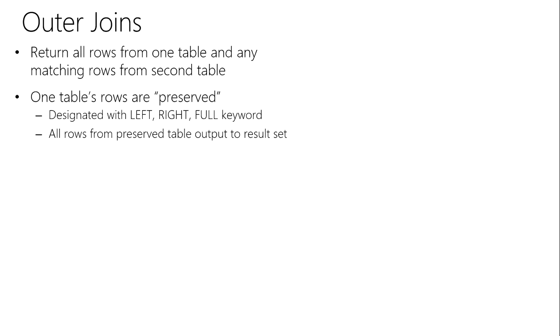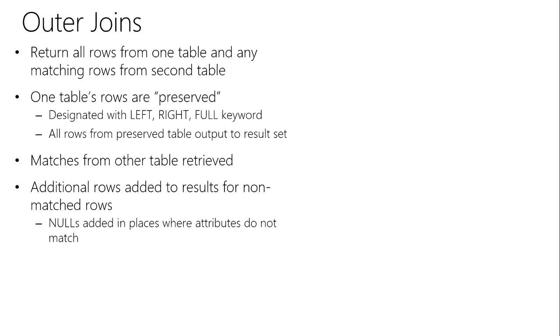But what you might use it for is if you wanted to get all of the employees and all of the products, and where you had sold things, you'd want to indicate that they'd been sold, but you'd still want products that hadn't been sold, and you'd still want employees that hadn't sold anything. So you get that full result set.